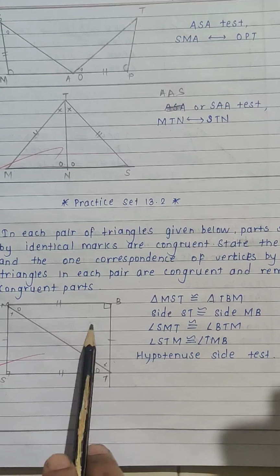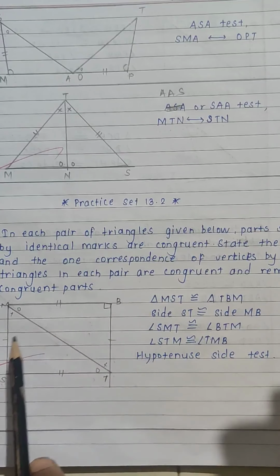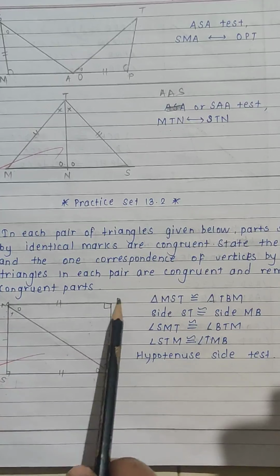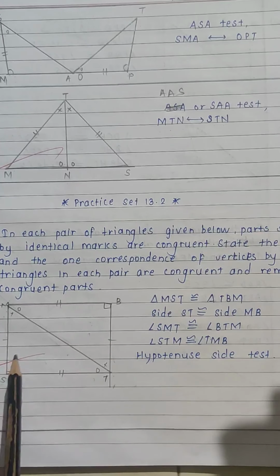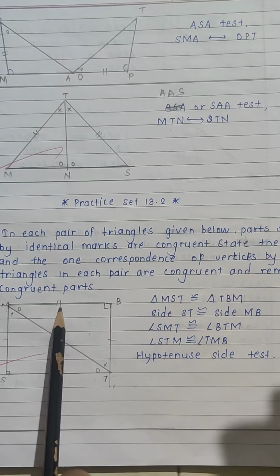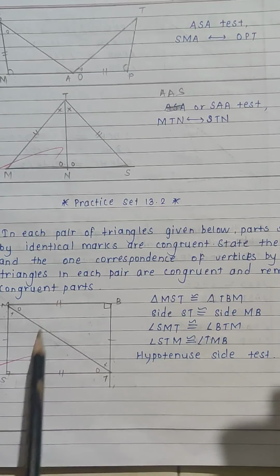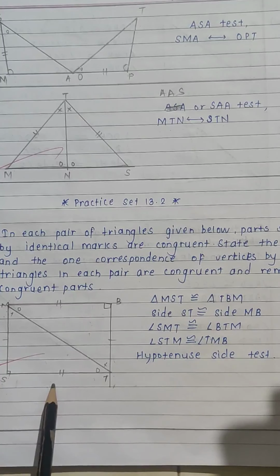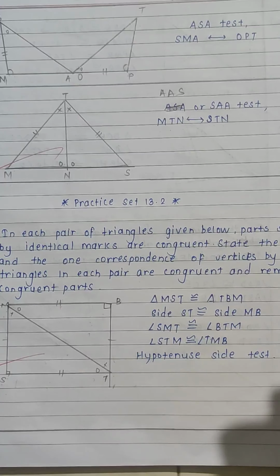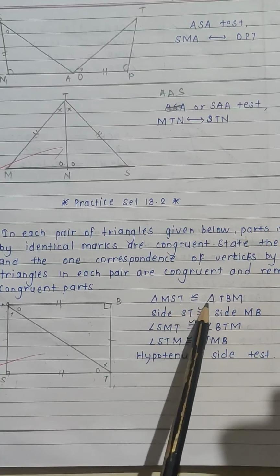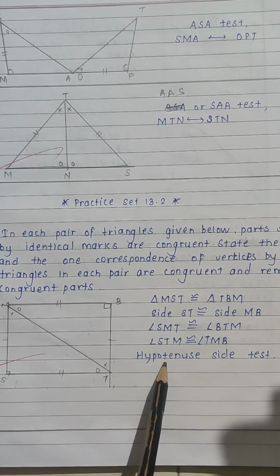See, in the first part, these two are the triangles. Now triangle MST and triangle MBT both are congruent by which test? We can see that these two are right angles and they are having one side common. And the hypotenuse, both two sides are of equal length because they have identical marks, and MT is the hypotenuse for both the triangles and it is a common side. So we can say both the triangles are congruent by hypotenuse side test. So we will write triangle MST is congruent to triangle TMB by hypotenuse side test.